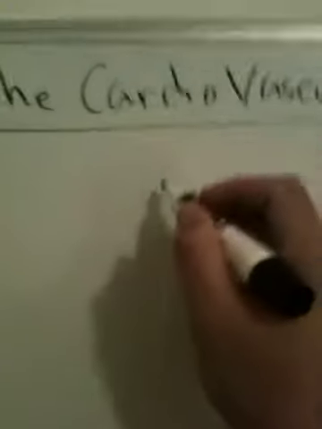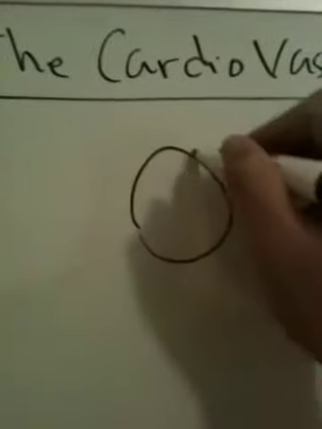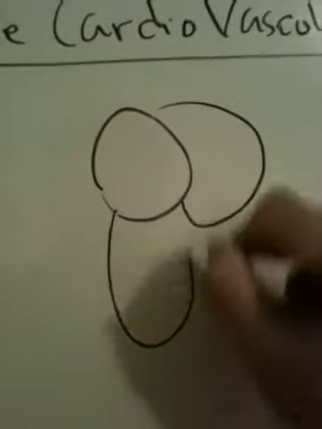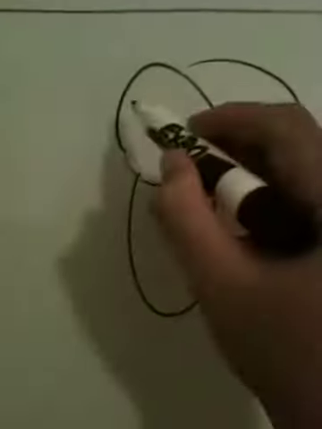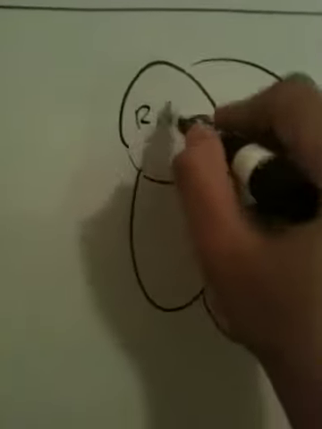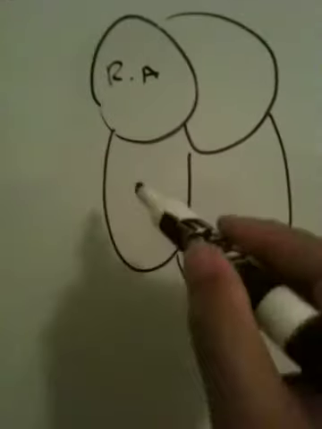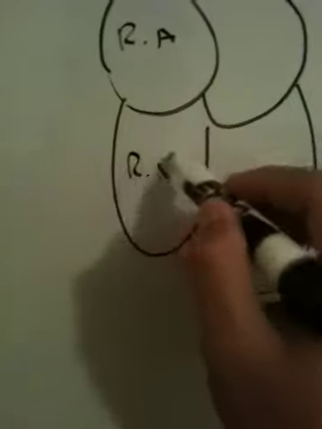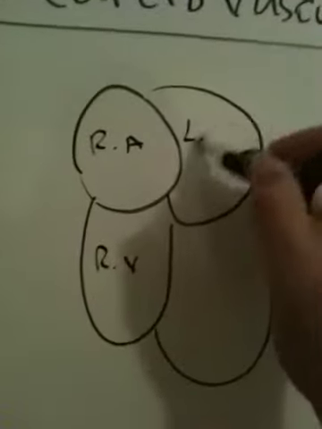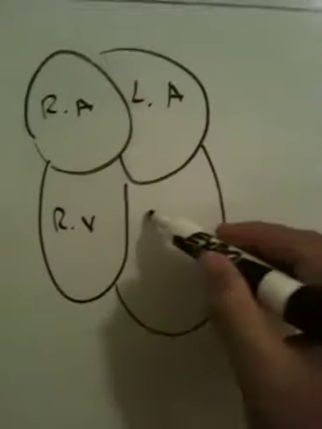Okay, so now back to the topic. The topic is the cardiovascular circulation. The heart is composed of 4 chambers. We're going to draw those 4 chambers right now. This one here is called the right atrium. This one down here is called the right ventricle. This one here is called the left atrium, and this one here is going to be called the left ventricle. The heart is composed of these 4 chambers.